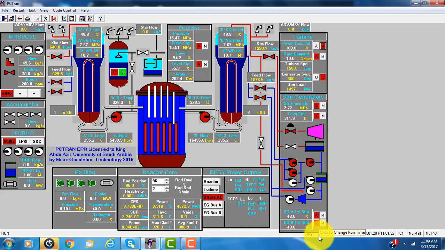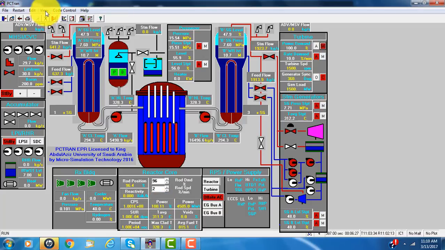I speed it up a little, make it 2 times, so we can see it more visibly. The rod just now was 96%, now it's 96.3%. So the power went back up to 100%.